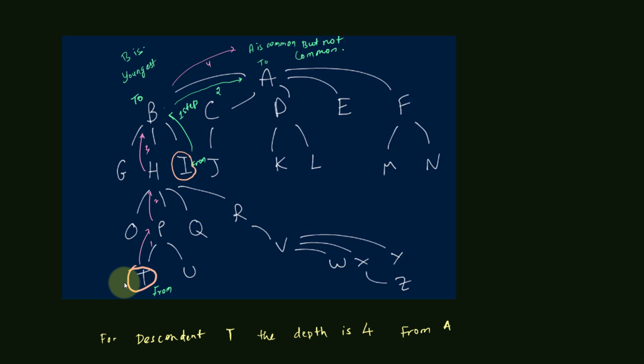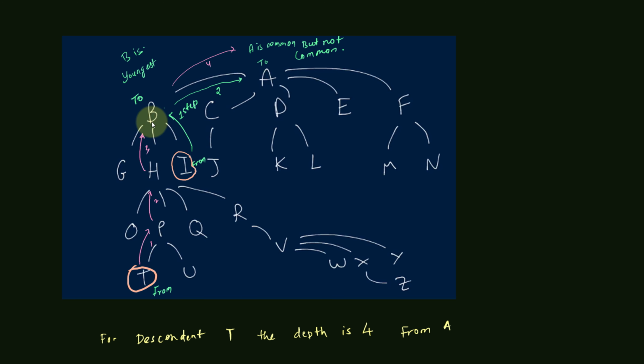So T and I have two common ancestors: one is B and one is A. Now the question arises, which one is the youngest common ancestor, or the latest common ancestor, or the recent common ancestor? B is the ancestor of I and T, and it is arriving early. A is the older and B is a little younger, because A is the parent of B.